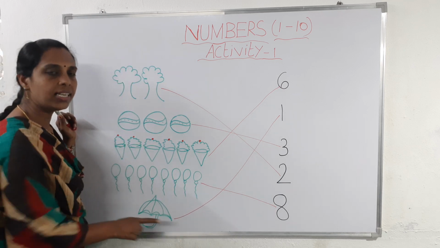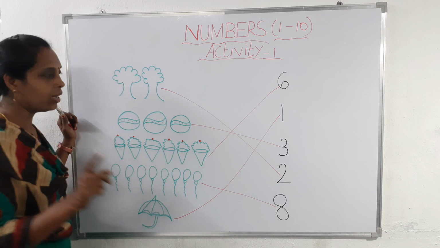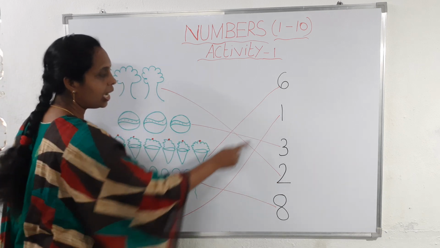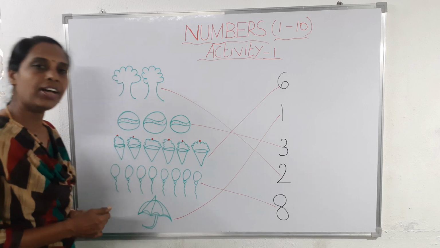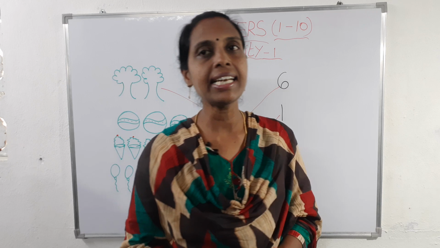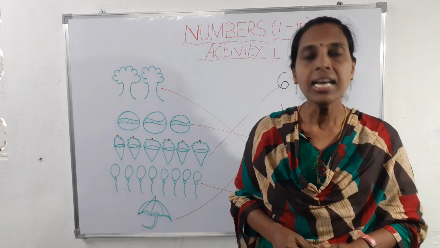How many umbrellas are there? Only one umbrella. Where is umbrella? Here, number 1. We can do the matching. Very good, children. All of you do very well. In next class, I will continue the next numbers.